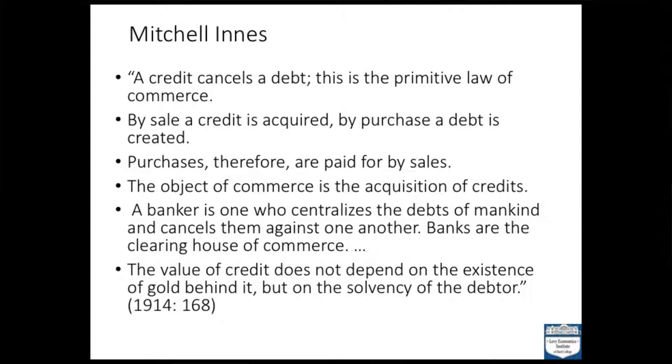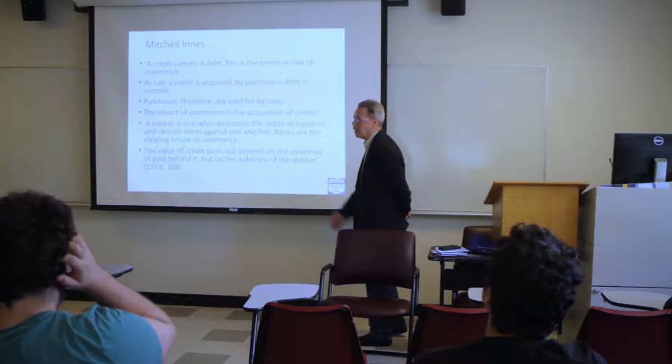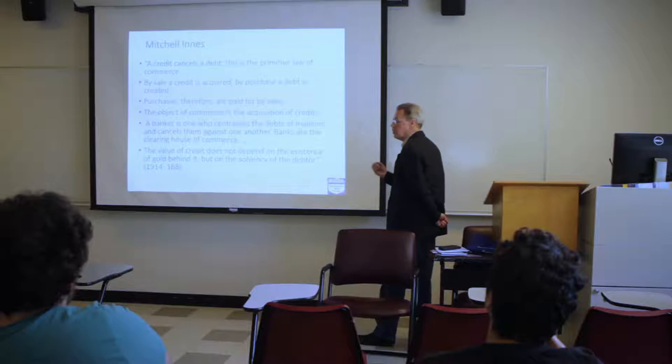A credit cancels a debt. This is the primitive law of commerce. Okay, it's not only the primitive law of commerce, it's the primitive law of banking, basically. By sale, a credit is acquired, by purchase, a debt is created. Purchases, therefore, are paid for by sales. Okay? A guy called J.B. Say sort of figured this out and went wildly. The object of commerce is the acquisition of credits.